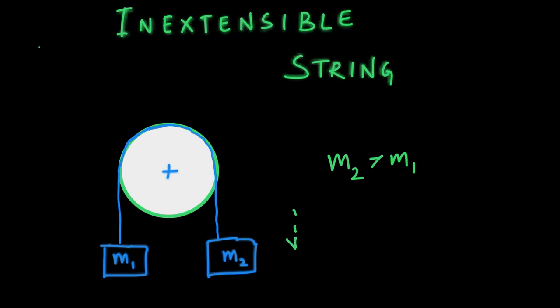And in most of the scenarios, we see that if M2 is coming down with an acceleration of little a, then M1 is going upward with an acceleration of little a. This is only possible if your string, as shown like this blue string, is inextensible. Then this formula is valid.